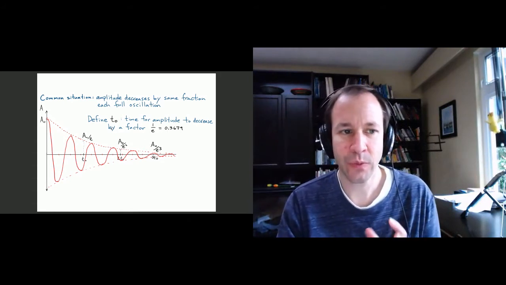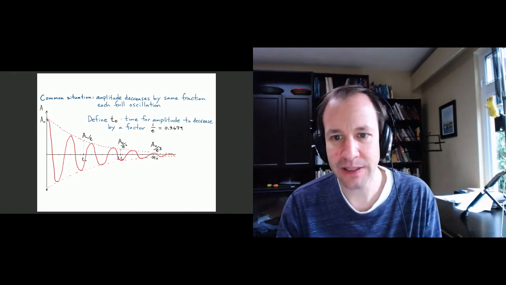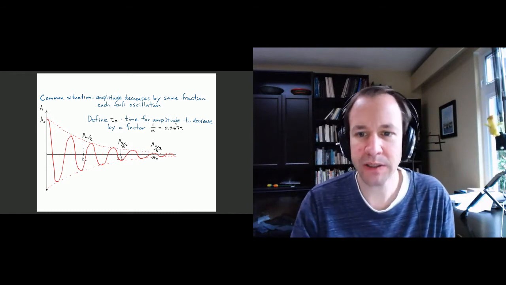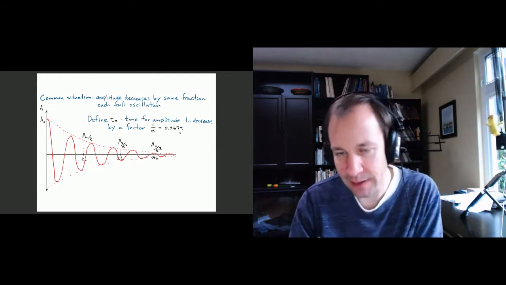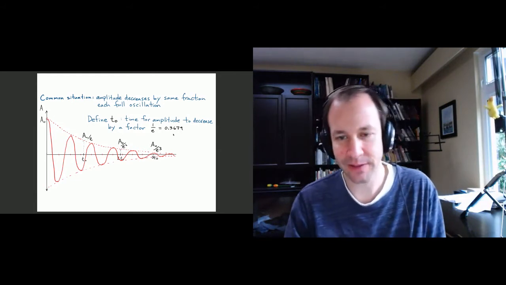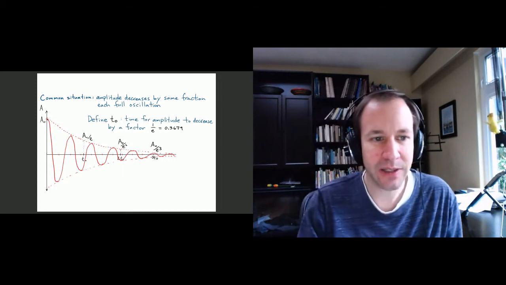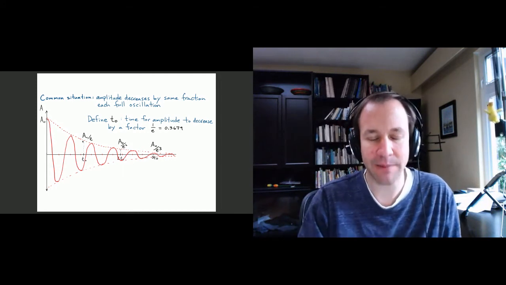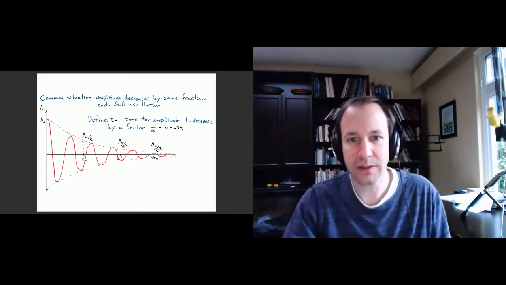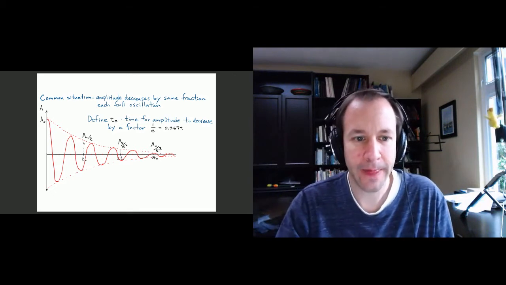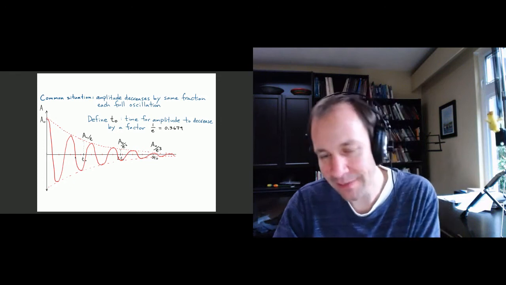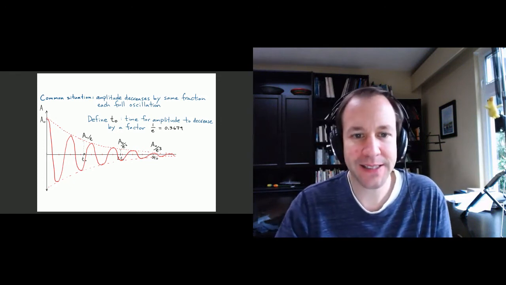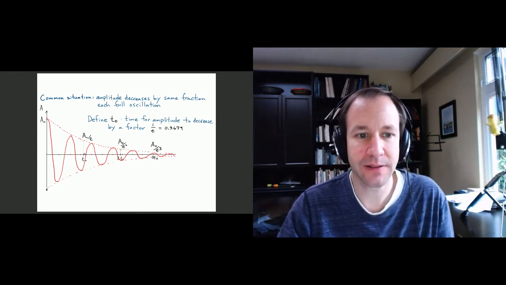So we just look at whatever the original amplitude is. We multiply that by 1 over e, which is 0.3679, etc. That gives us some new number. And then we look at how long we have to wait before the amplitude is decreased to that new amplitude. So for any oscillation, we'll be able to read off that time. And that's the definition of the time constant.